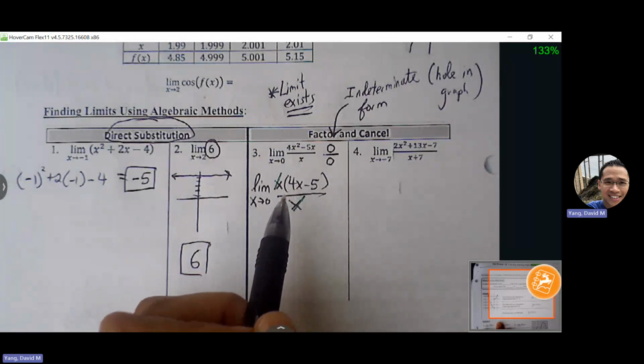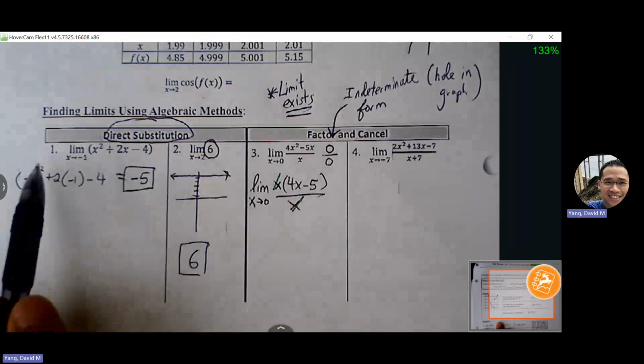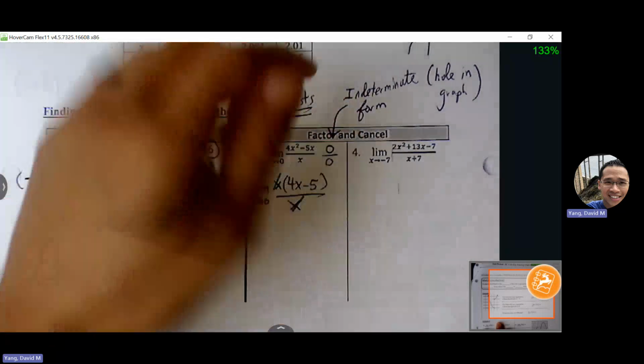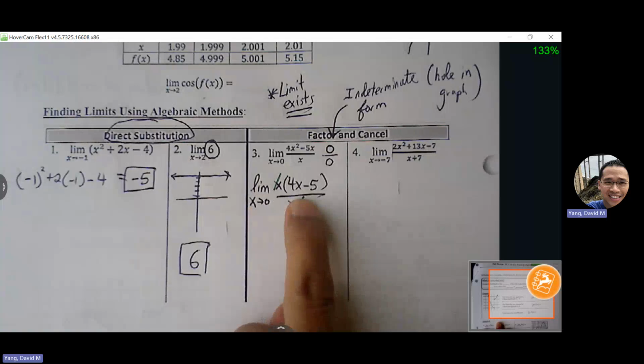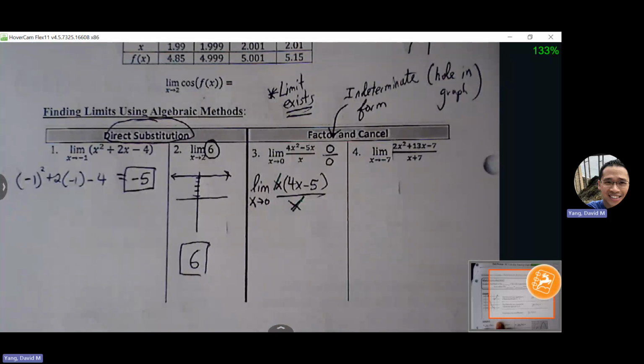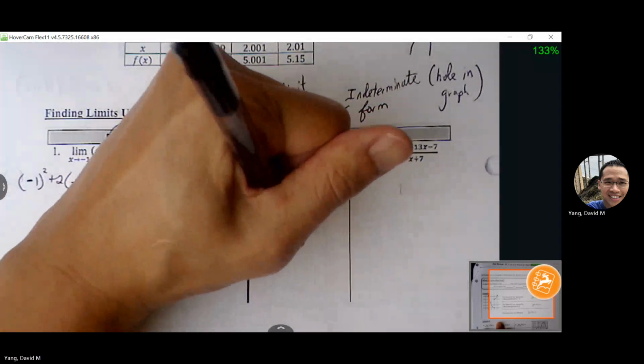And once we have the version of the graph without the hole, we can evaluate it as we did with number 1. So now we're going to evaluate the remaining expression, and this should lead us to a real number. So if I do direct substitution again, what do we get? -5.